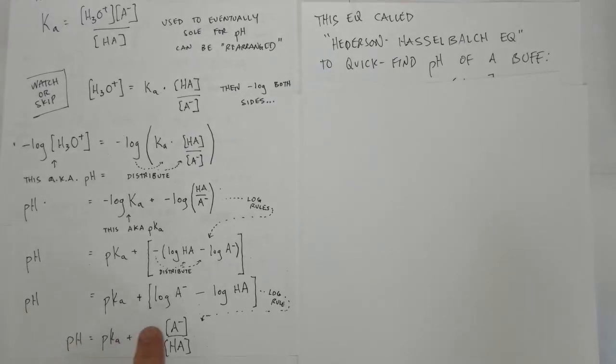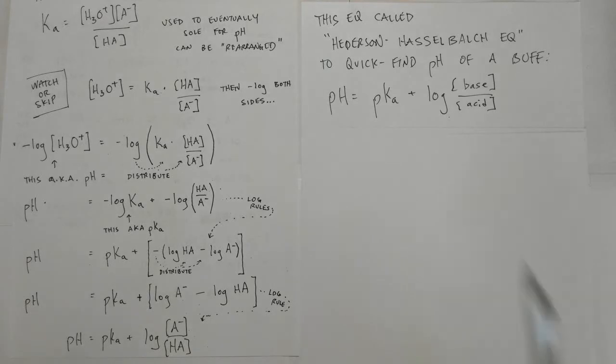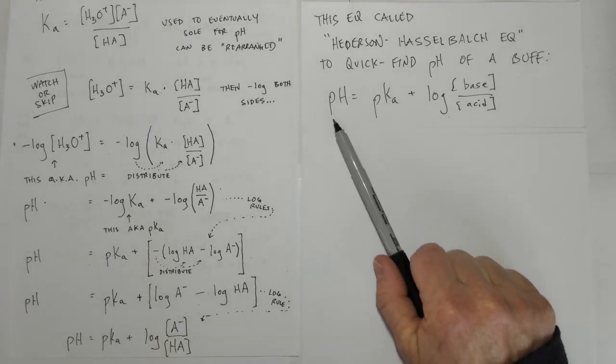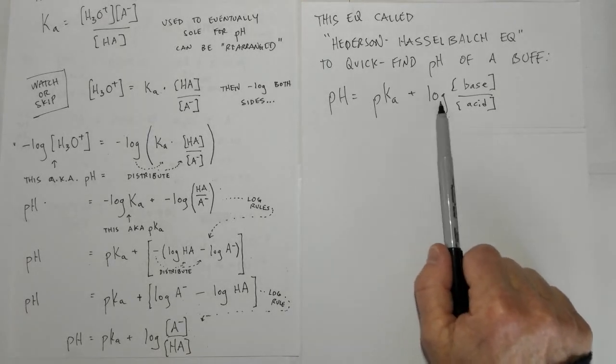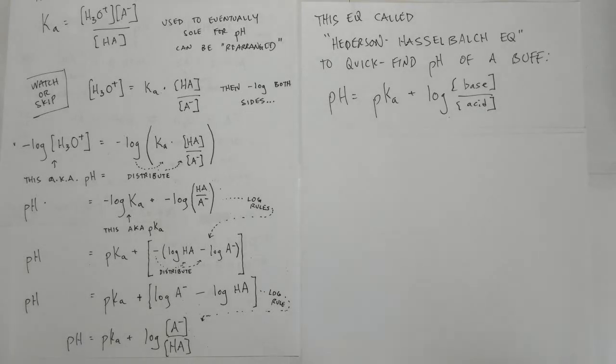And so this equation you should highlight, circle, square, star, or box, and then let's do one example problem of it. Here's the way to write it in general. pH is equal to pKa plus the log of base over acid.